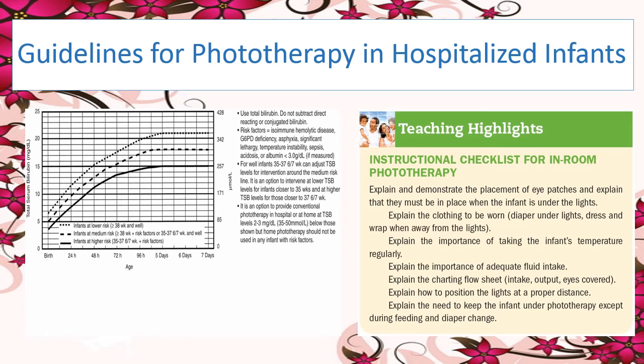Explain the importance of taking the infant's temperature regularly. Explain the importance of adequate fluid intake. Explain the charting flow sheet. Explain how to position the lights at a proper distance. And explain the need to keep the infant under the phototherapy except during feeding and diaper change. Your charting flow sheet usually will include your intake, your output, and how long the eyes had been covered.